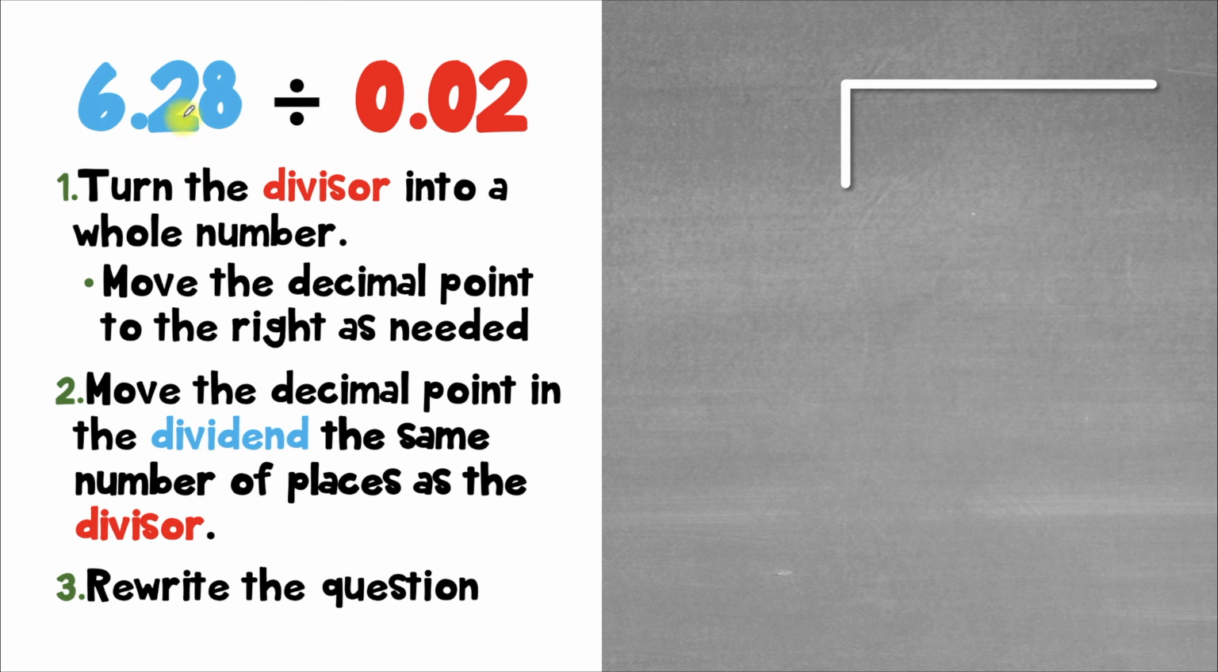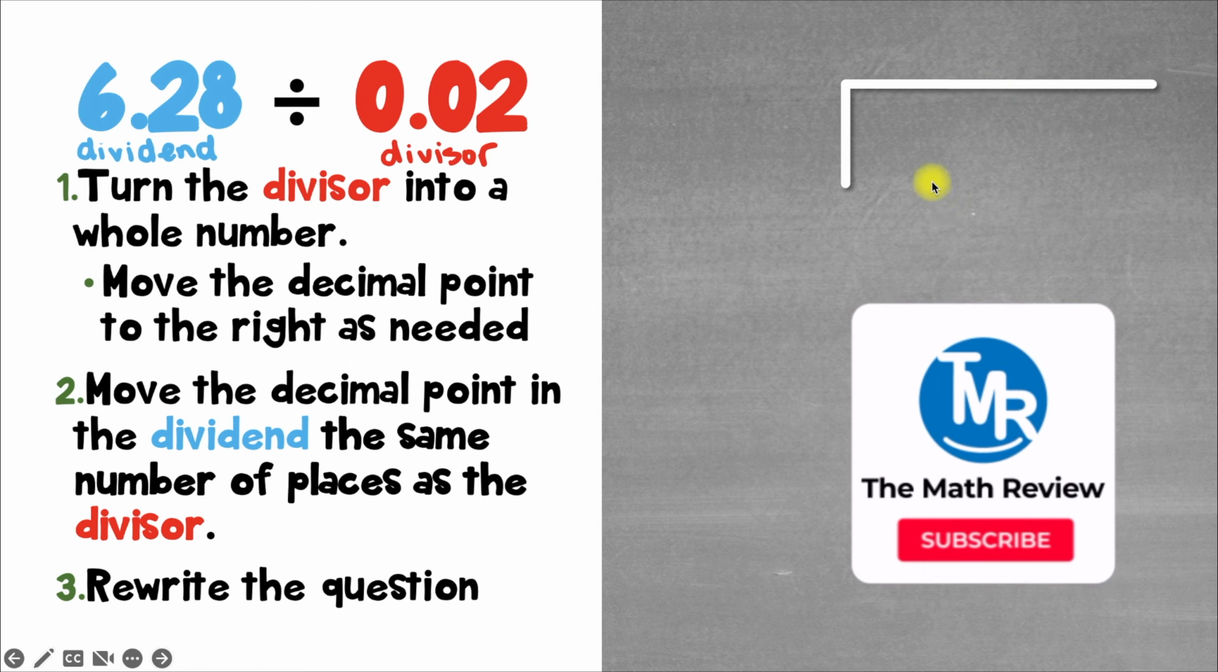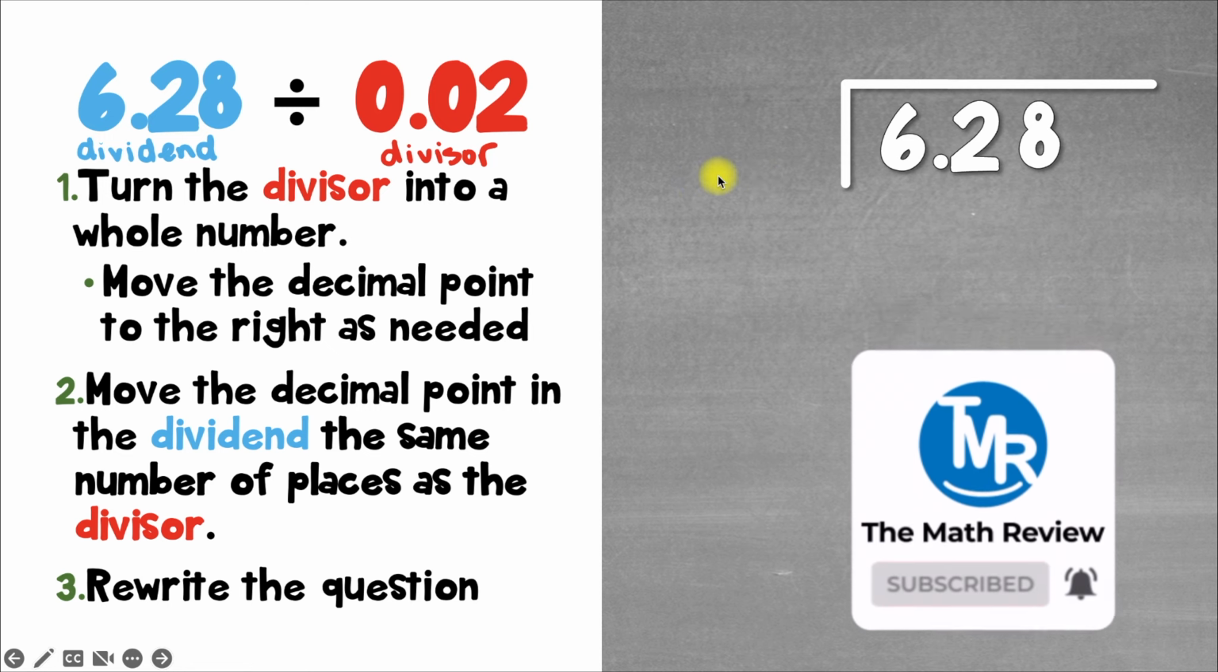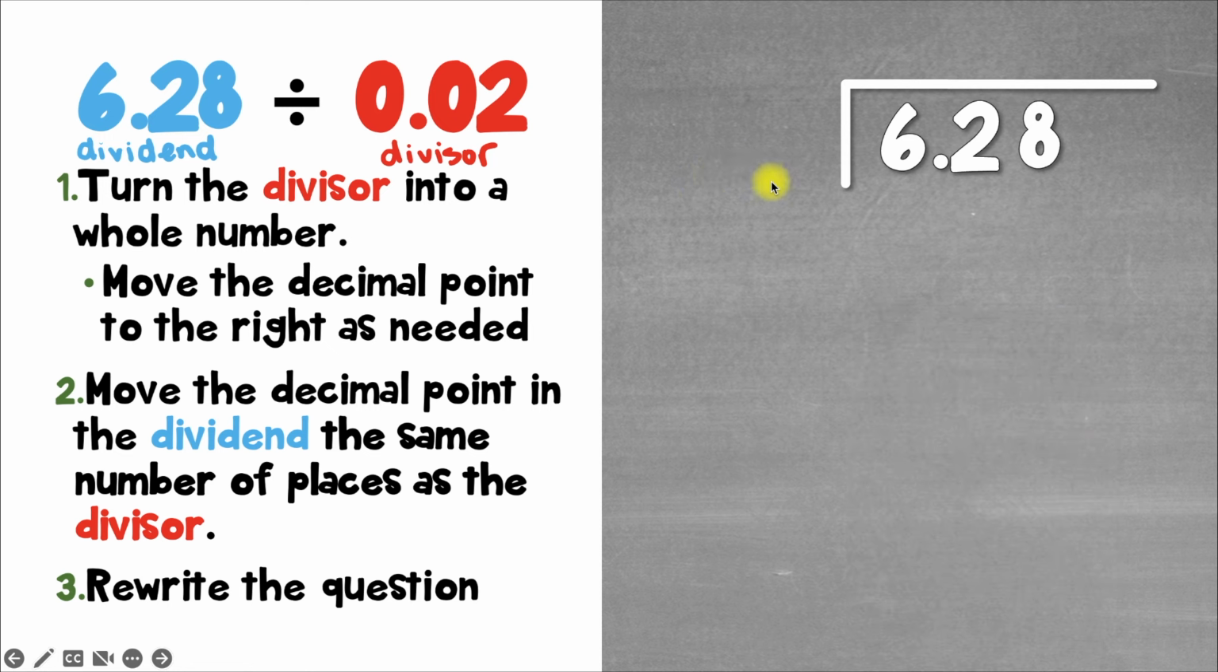6.28, the first number in this notation, is our dividend. And our second number, in this case 0.02, is our divisor. And when we're writing this in long division notation, the dividend is what's getting divided. Therefore, it goes inside the house of long division notation. And the 0.02 is what's doing the dividing. So that means it's going to be outside the house in long division notation.